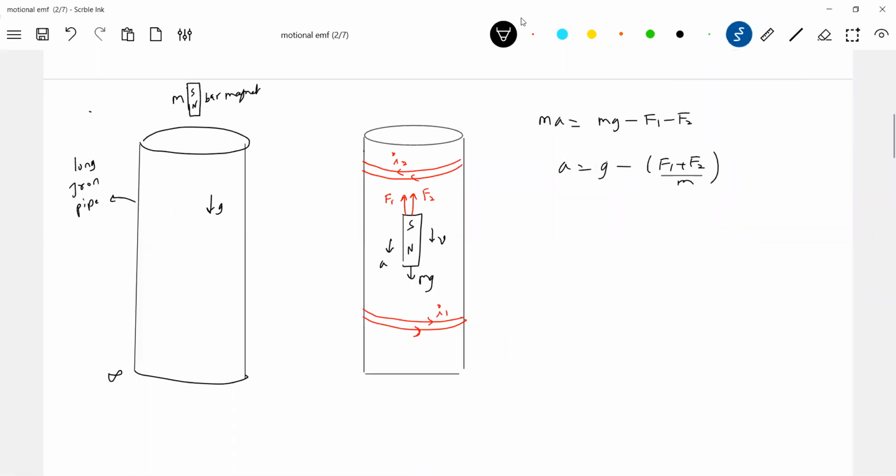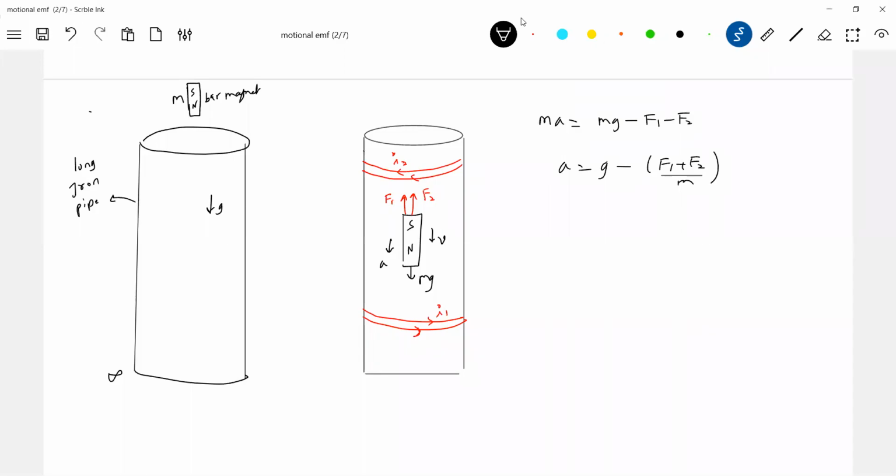Now, what can happen? What are F1, F2? Will they depend on the position as it keeps on falling? Initially, when released from rest, what are F1, F2? Zero. So as the bar magnet accelerates, what can happen to the value of F1, F2? I think we don't have any information on this, no? How to predict F1, F2? On what factor do F1, F2 depend? The force of interaction between the ring and the bar magnet.